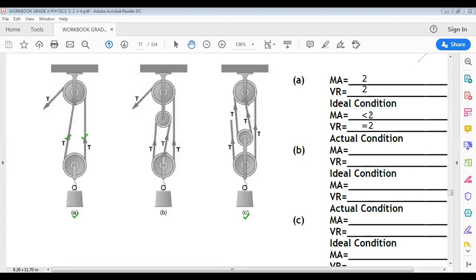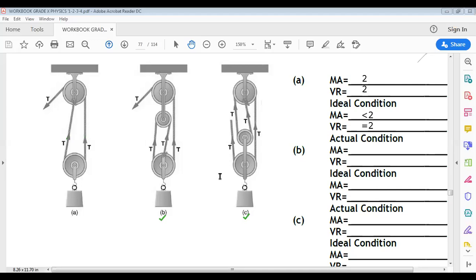So your MA is less than 2 and VR is 2. So your VR will not change. Your VR will remain the same for the actual case as well as the ideal case. But your MA, which is 2, will become a little less than 2. You cannot say it is 1. It will be less than 2. Clear? Now quickly jump to figure B.